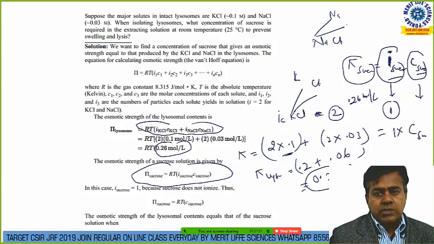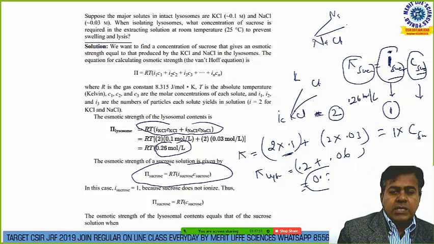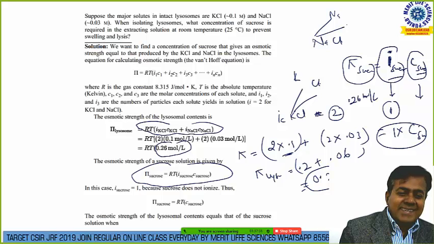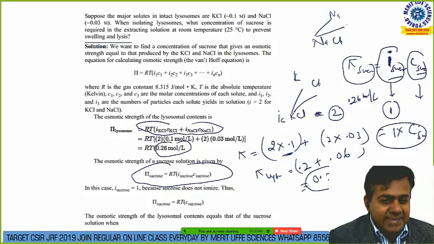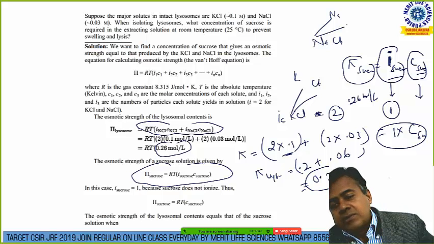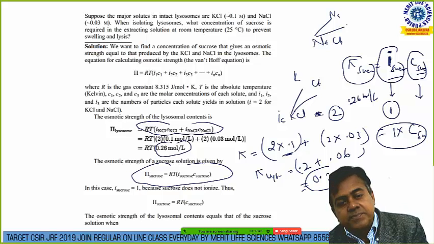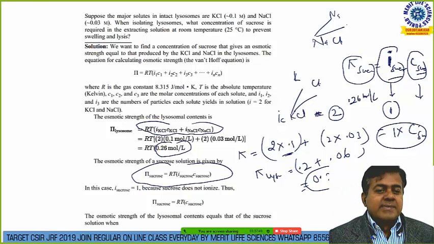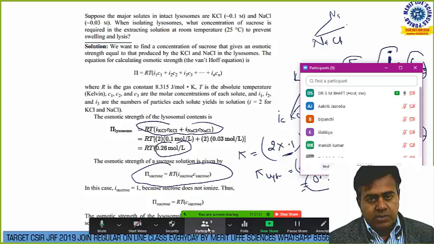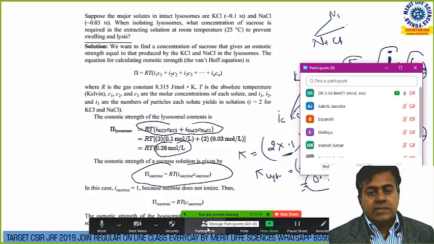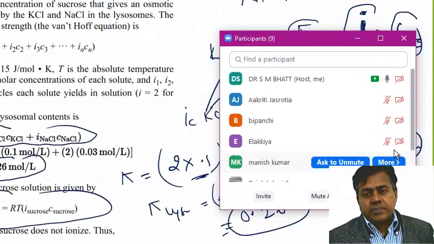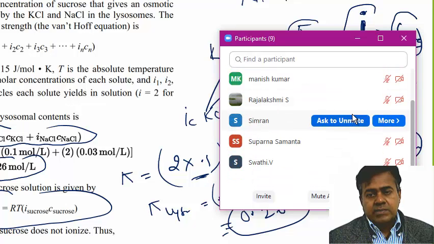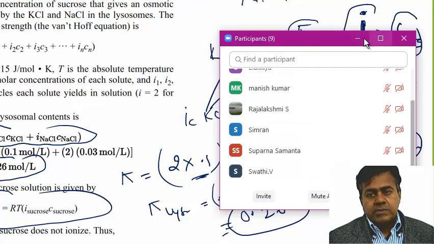So tell me, did you get the answer or not? Tell me. If you are not speaking, I am not going to tell anything. If you are not getting the answer, then I can restart. I can explain once again. Akriti, Bipanchi, Rajlakshmi, Simran, Suparna. Is it clear, or should I explain once again?